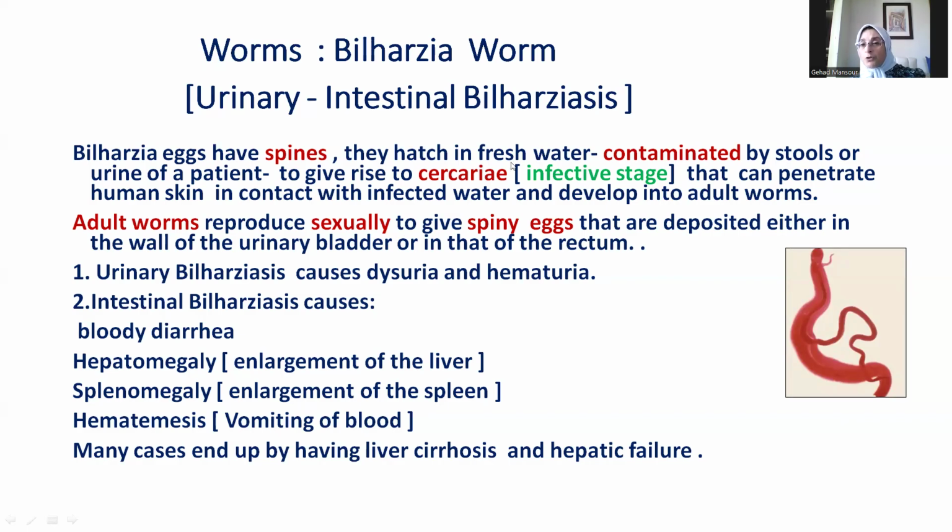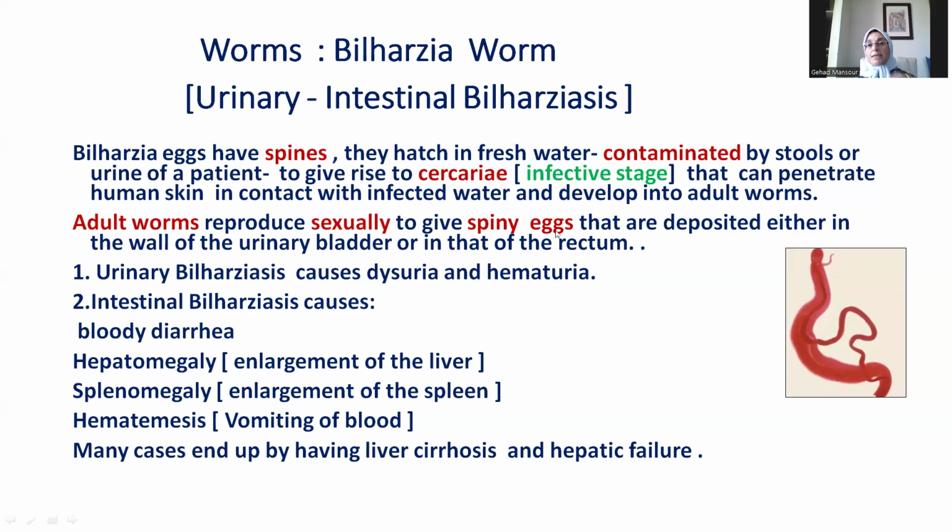After having reached the blood, it changes into a larva. The larva goes to the lung and causes coughing. So the cause of coughing is the larval stage reaching the lung. And this occurs similarly in Ascariasis. Another question that you might be asked about is the presence of hematuria in urinary bilharziasis.